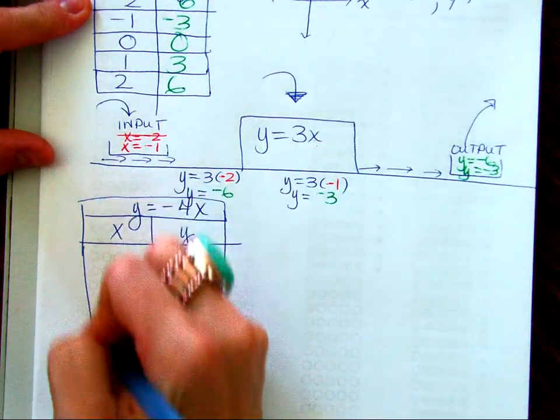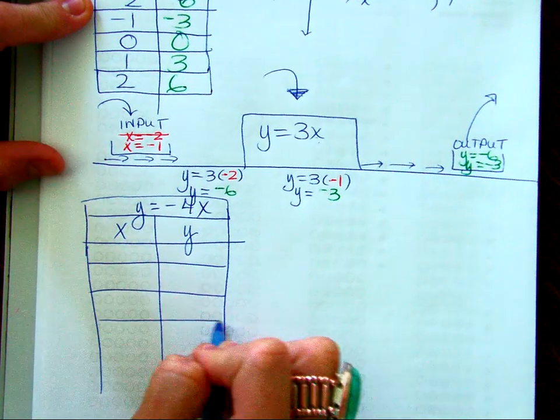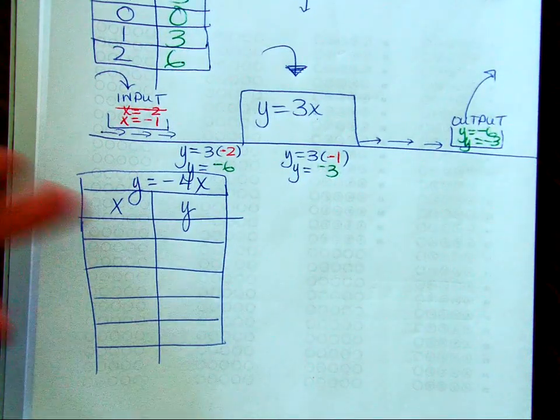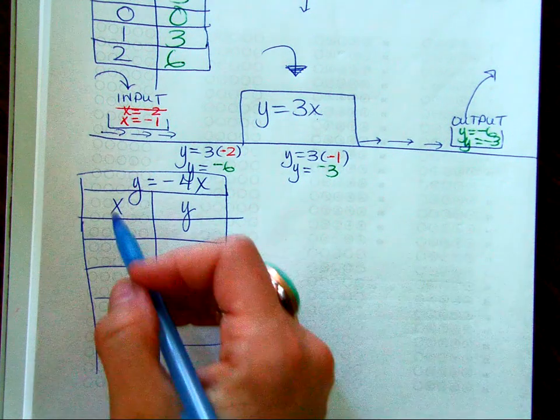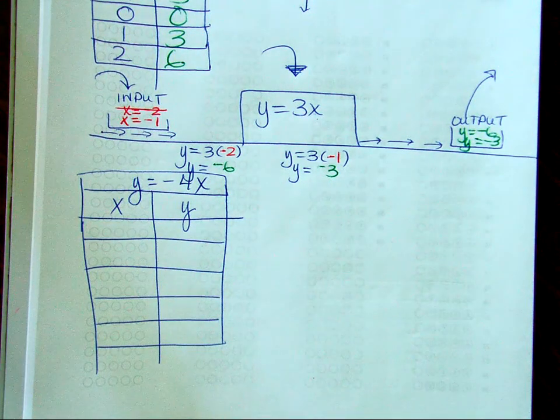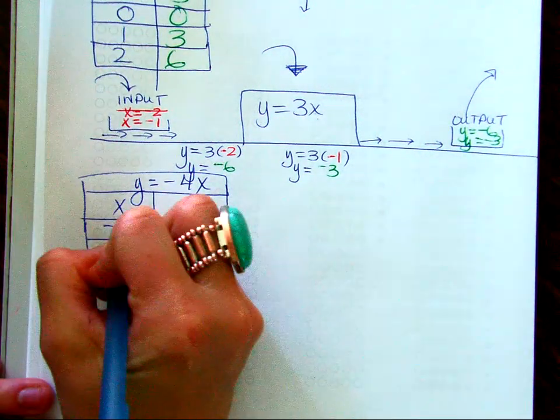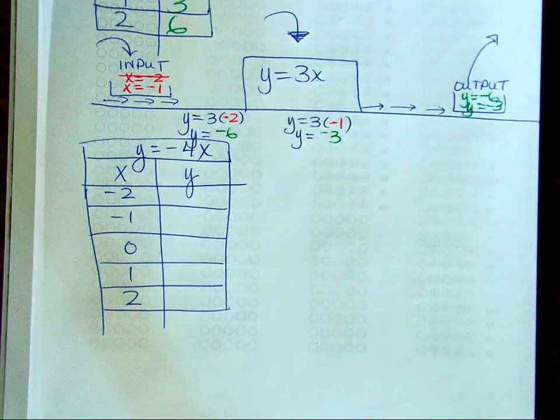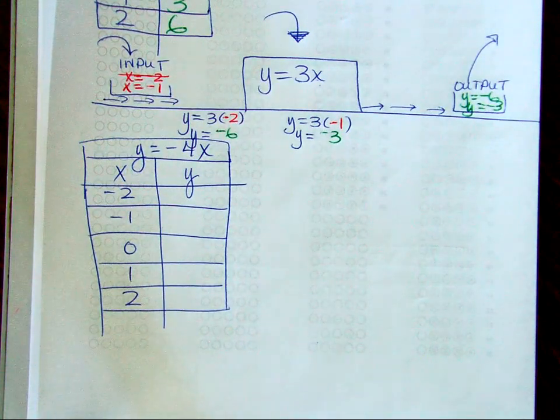Now, technically, you can choose whichever values you want for your input. You could choose 100 if you want. If you want x to be 100, you go right ahead, and then you just multiply 100 by -4, okay? I'm always just going to use a standard set: a couple negatives, a 0, and a couple positives. Those 5 are pretty standard. So let's input this and see what we get.